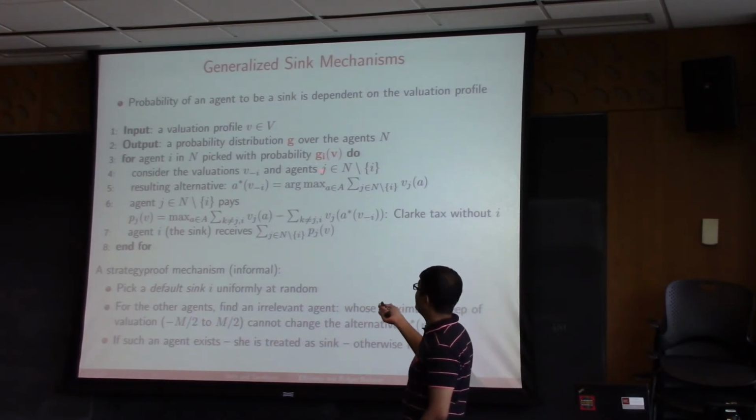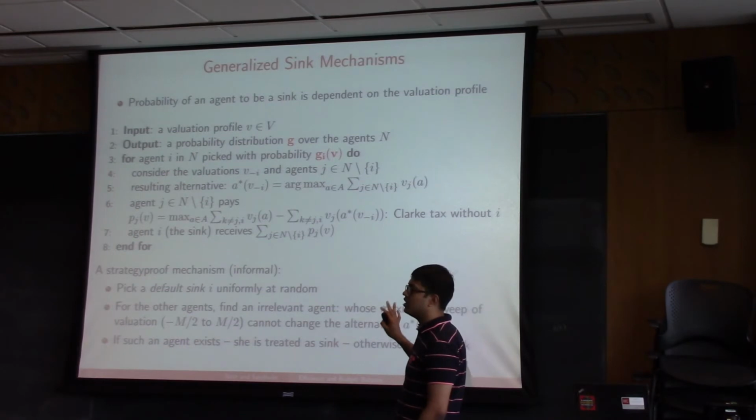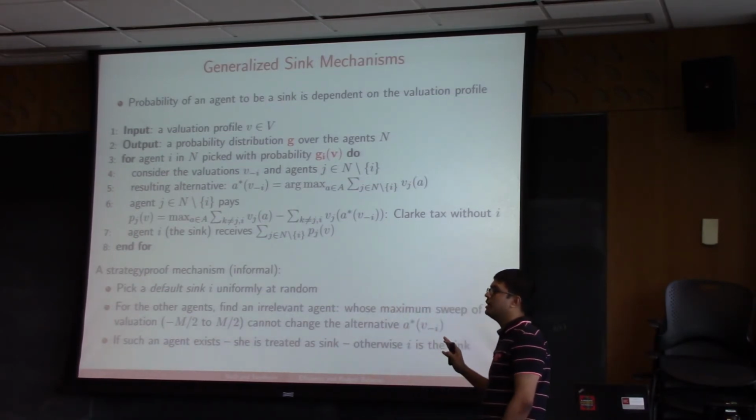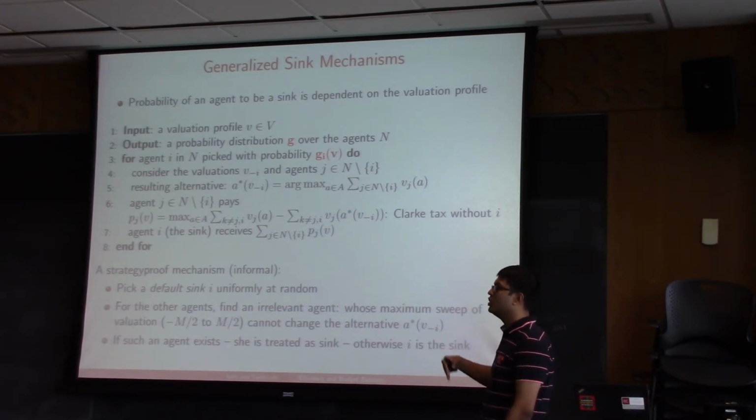Note that we'll have to be very careful while choosing this g_i(v) so that it does not break the strategy proofness constraint. We cannot really arbitrarily pick a node just by looking at the valuation profile, because that might break the strategy proofness constraint.